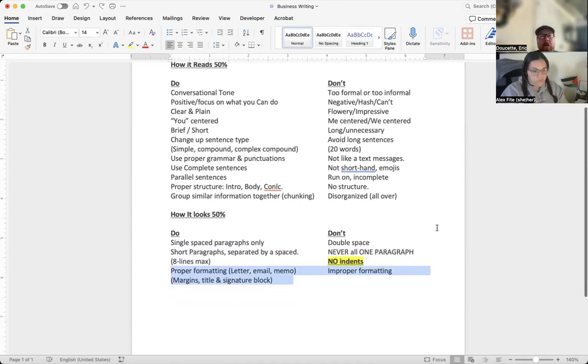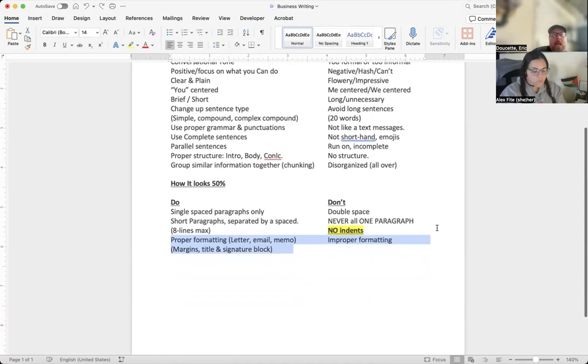This is where it should be a memo, a letter, whatever it is. And what that really means is that you have the proper margins, that you have the proper title and signature block for the different forms that you're writing in. Like an email, for instance, should have a full signature block. It should have your name, your title, your phone number with extension, your email address, all in the little signature block at the very bottom.